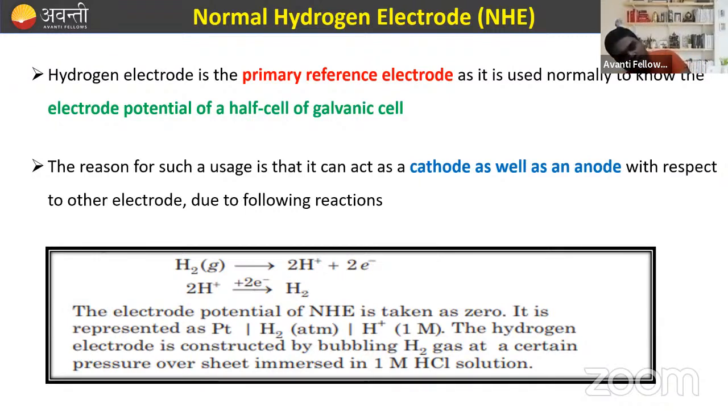Due to the following reason, it has both a tendency to lose electrons as well as a tendency to gain electrons. Thus, we can say that hydrogen can be used as a cathode as well as an anode. That's why we use the normal hydrogen electrode.